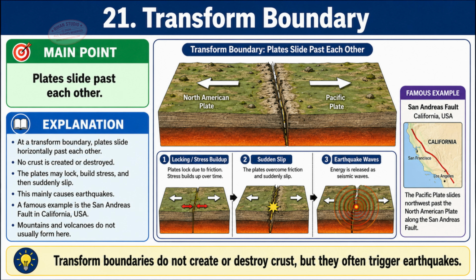At a transform boundary, the plates neither collide nor separate. They slide horizontally past each other. Since no crust is made or destroyed, no mountains or volcanoes form, but the plates often get locked, build up stress, and then suddenly slip, causing strong earthquakes. The San Andreas Fault in California is the famous example.